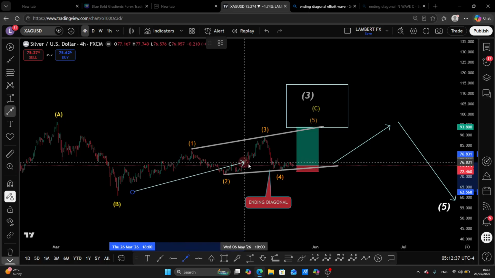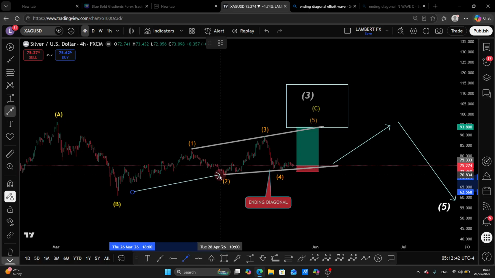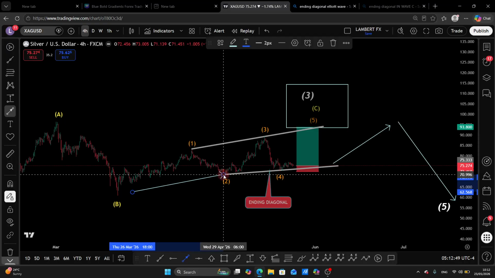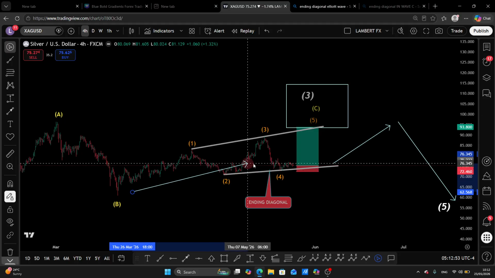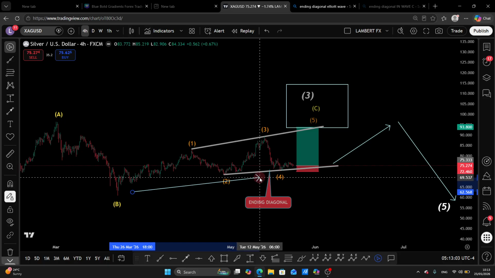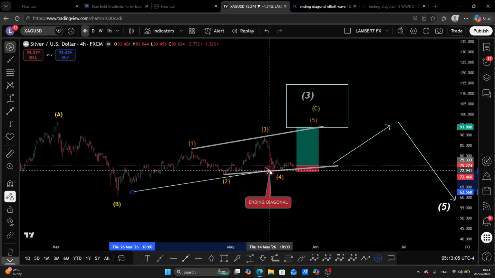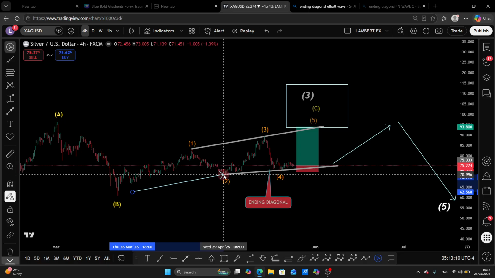But your leg 4 should not overlap your 2, so it should not go below your leg 2. So the criteria so far, we are meeting them. When I saw this yesterday, I thought, okay, this could be an ending diagonal, provided that we do not break the low of these 2.